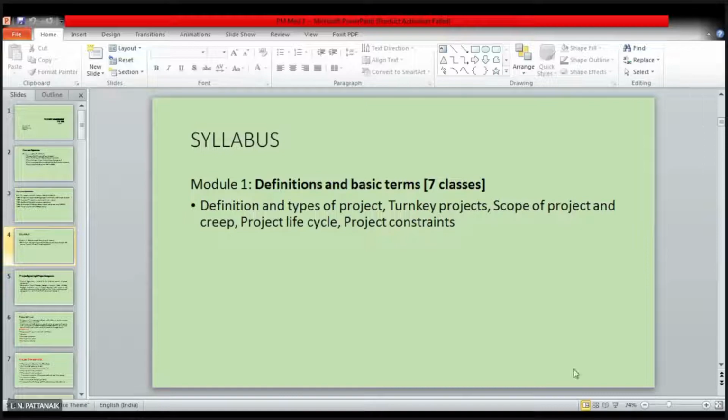So this is the first module that will begin. It simply consists of some definitions and basic terms related to project. As I said, various types of projects, scopes, what is project life cycle, what are project constraints. Ideally, we will take 7 classes to complete this module 1, right? Ideally, it may be plus minus 1, 2.